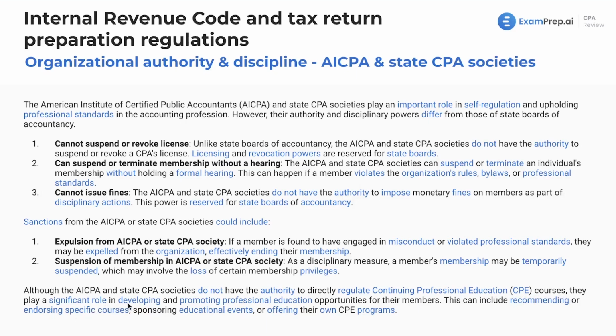They play a significant role in developing and promoting professional education opportunities for their members. So if you join the AICPA or these state societies, does it make it easier to maintain your license? Yeah, quite likely. It makes sense. This can include recommending or endorsing specific courses, sponsoring educational events, or offering their own CPE programs. I myself gave courses online, specifically about accounting for cryptocurrency, and people earned CPE credits by attending mine. Was that through the AICPA or a state CPA society? No, but there's a whole process to make sure that the courses you're giving are approved.